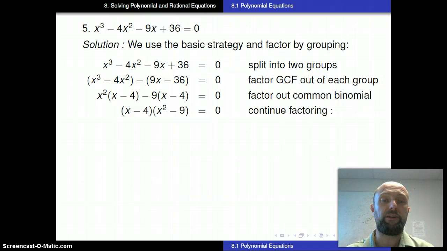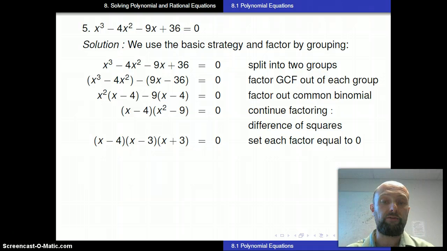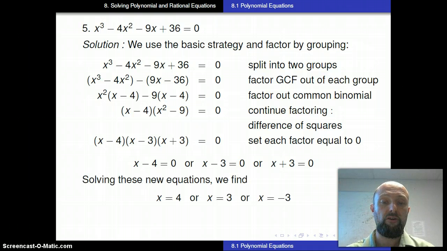We have to continue factoring, and here we can use the difference of squares method, since 9 is 3 squared, so we can factor x squared minus 9 as x minus 3 times x plus 3. Now we set each factor equal to 0 and get x minus 4 is 0, or x minus 3 is 0, or x plus 3 is 0. We solve these new equations and we find x is 4, or x is 3, or x is negative 3. And hence we have three solutions: x is negative 3, or x is 3, or x is 4.